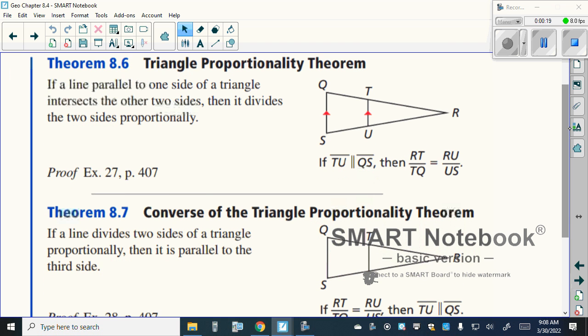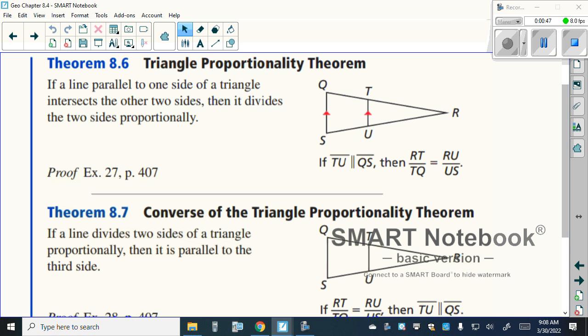All right, guys. The last thing we're covering in Chapter 8 over similarity are these proportionality properties. The first one is the triangle proportionality theorem. If a line is parallel to one of the sides of a triangle, intersecting the other two sides, then it divides the two sides proportionally. So if the two lines there are parallel, then it divides the triangle proportionally.